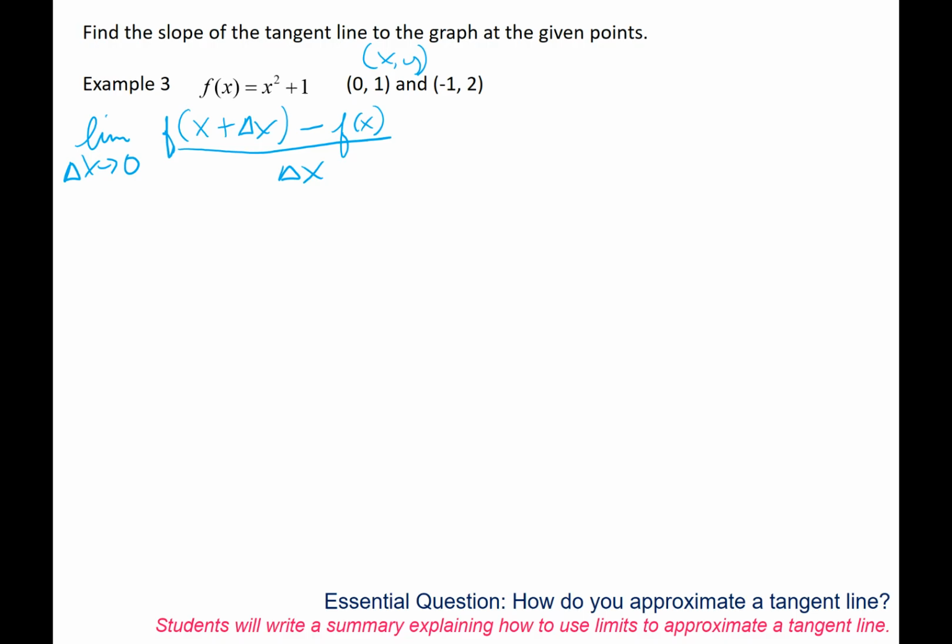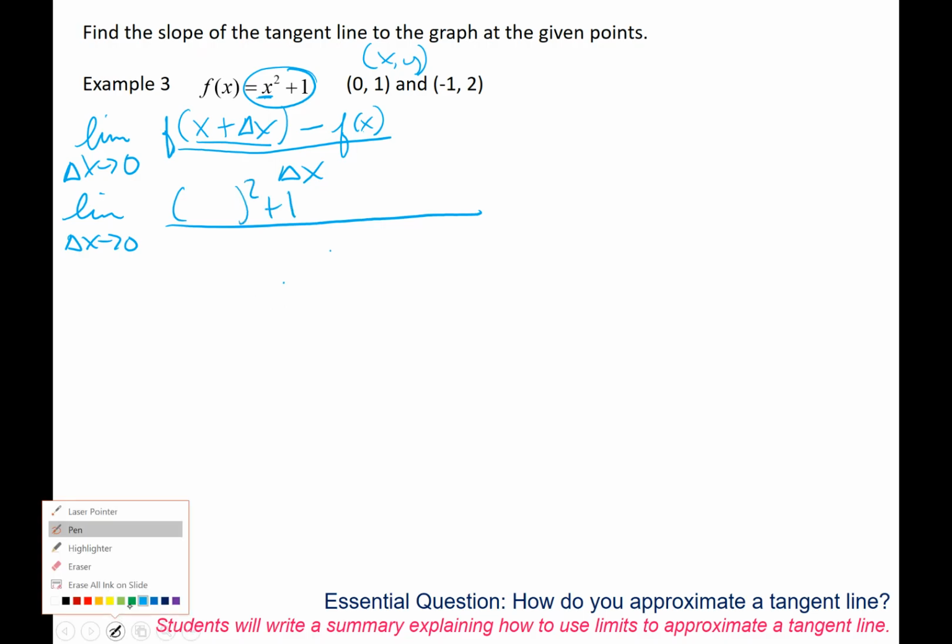Okay? All right. So this is basically saying, for my formula, I'm going to take this and plug it in for x, and then I'm going to take an x and plug it in for x. All right, so let's go for it. Limit as delta x approaches 0. So I'm going to take my function. What's my function right now? So I'm going to do squared plus 1, and I'm going to plug in. What does it say I've got to plug in first? x plus delta x. Okay.